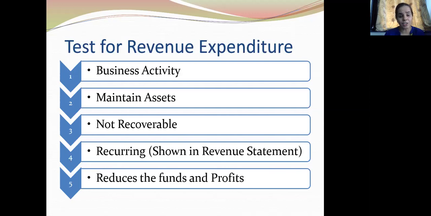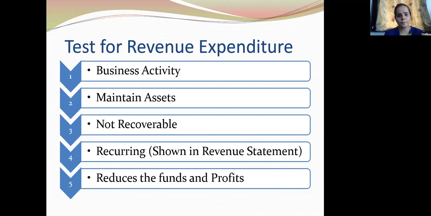Recurring, I have already mentioned, means again and again. If one month is over, then again you have to pay the wages. If one year is over, then you have to pay the LIC premium. So payment of LIC premium, wages paid, salary paid, overhauling of machinery, repair of machinery, all these are examples of revenue expenses.